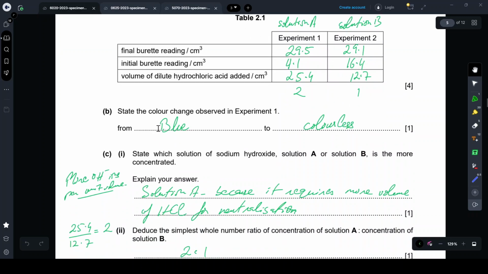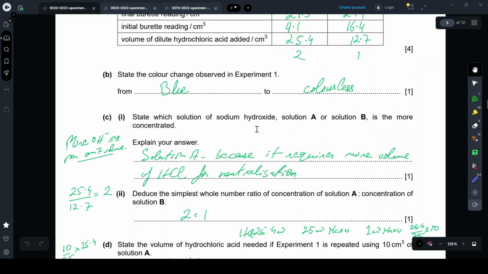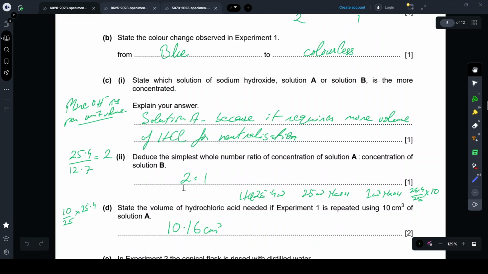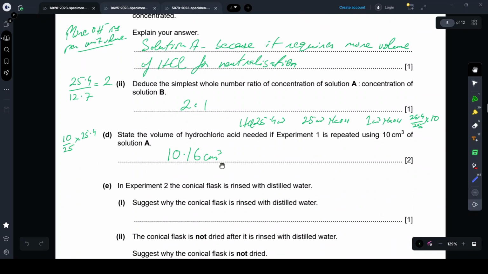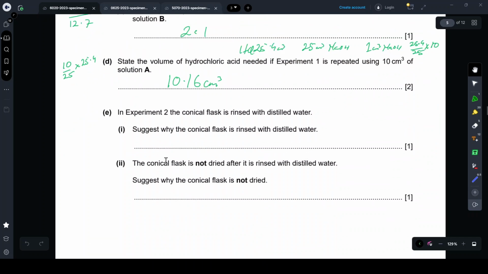Color change of thymolphthalein, I believe it was. Which one is more concentrated? The solution A is more concentrated because it requires more HCl. The ratio of concentration is 2:1. And state the volume of hydrochloric acid needed in experiment 1 if experiment 1 is repeated using 10 centimeter cubed of solution A. So we did that, got 10.16. Now this is the point till which we had reached. Moving further, let me get my pen.